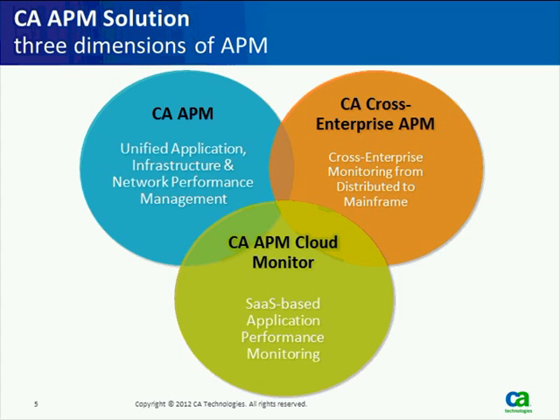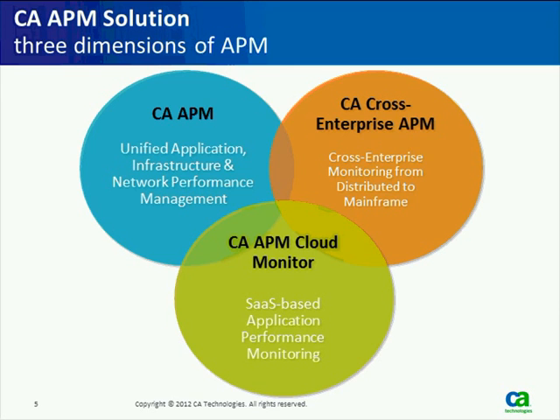Then the second leg is the cross-enterprise solution that we have in the portfolio that consists of either APM on the mainframe or APM cross-enterprise from distributed to mainframe that allows the two of those to cooperatively work together in terms of solving problems. And then finally, what today's webcast is all about is APM Cloud Monitor, the first of the SaaS-based solutions that we're bringing to the market space.